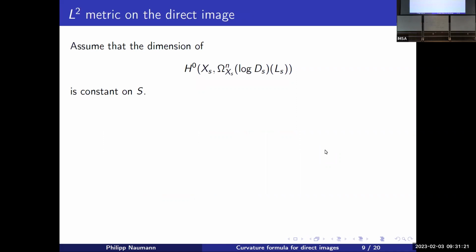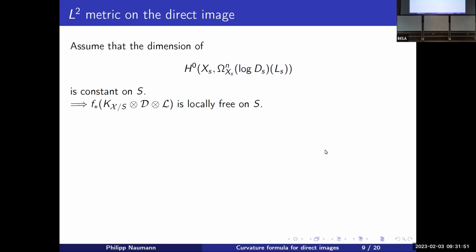And then I can define the L2 metric. So I have to assume somehow also the local freeness of the direct image. I think it's not automatic in this situation, because I have this divisor D. So I assume that this dimension is constant, which implies that the direct image is locally free. Otherwise, I just restrict to the Zariski open subset where this holds true. And then this is really the direct image we are looking at now.